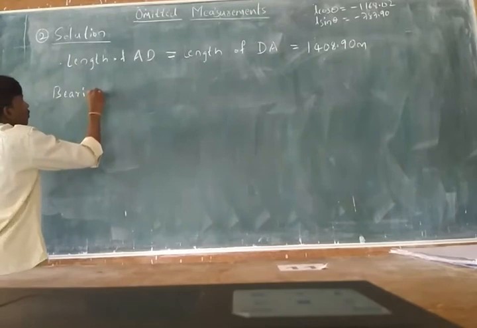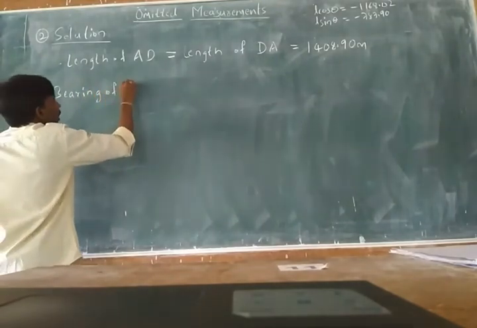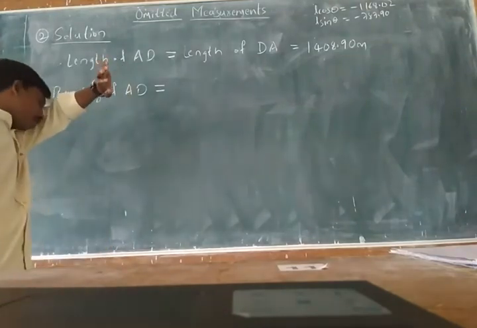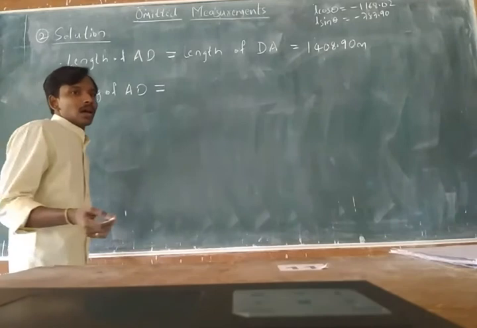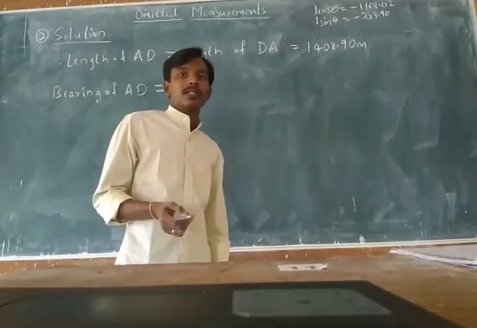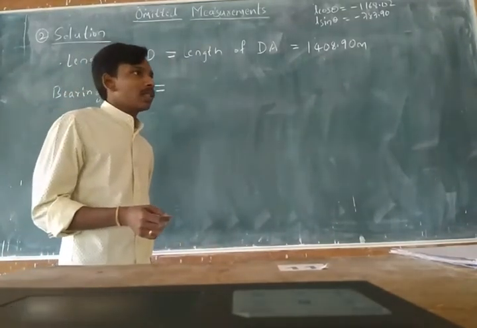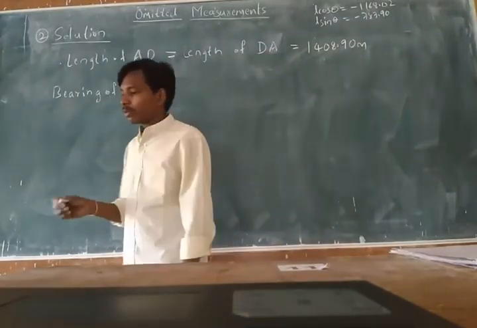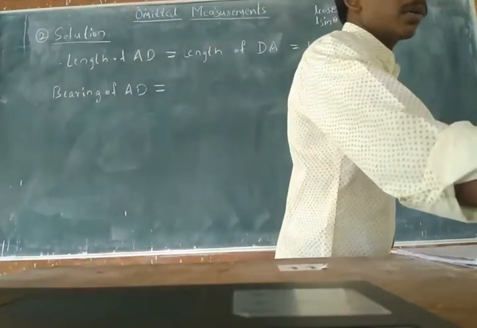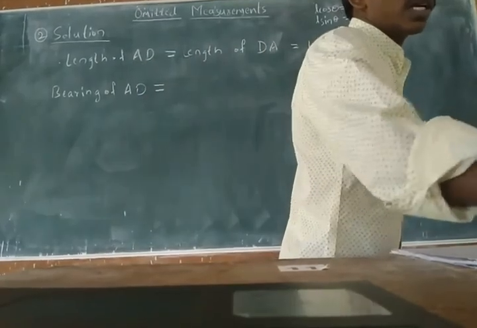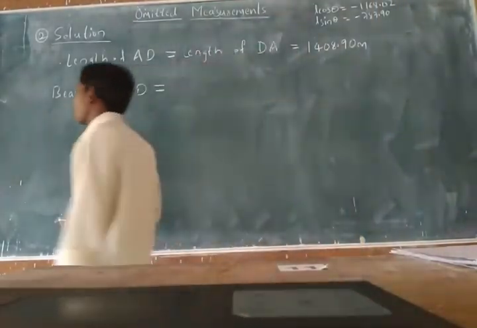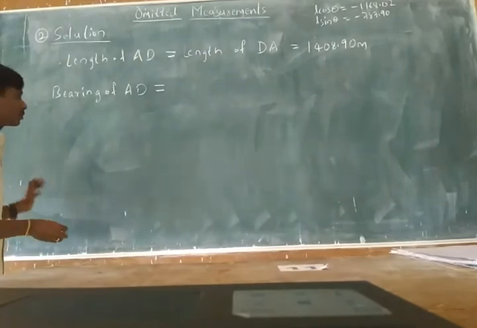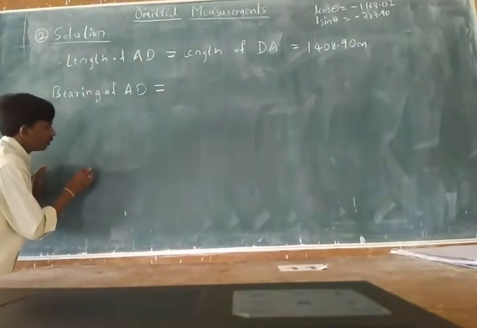Bearing of AD is equal to... See, some of you students are not from diploma. The diploma students will know surveying one part. Some of you are from lateral entry PUC based, so you have not yet studied the surveying one theory, so you can't know the forebearing and back bearing topic. I'll just explain it briefly.